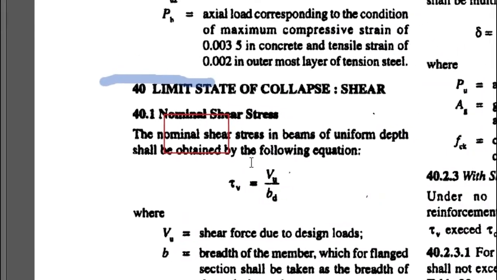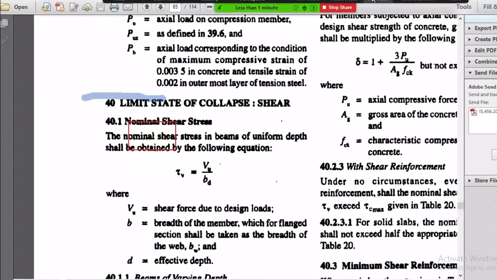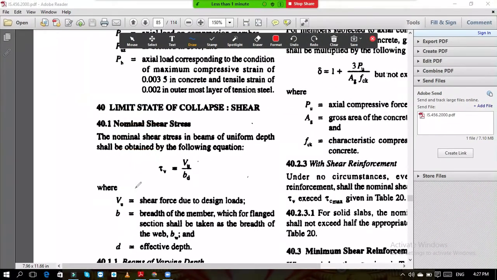Now you can see I have zoomed the screen. This is the formula, tau v is equal to Vu upon bd, where Vu, the first quantity, is the shear force due to design loads. So Vu is nothing but the shear force. Just now we have calculated it. It is 19.56 kilonewton in our case.